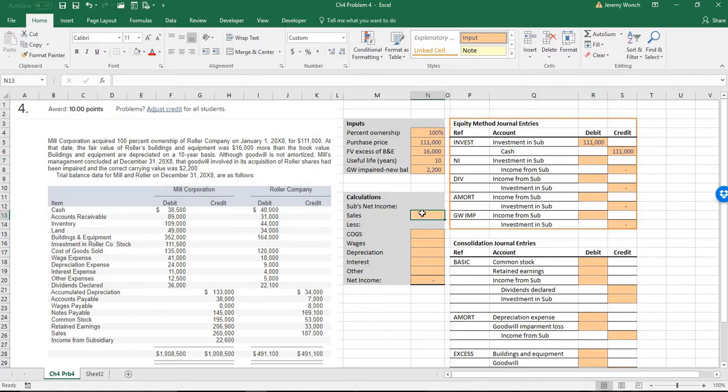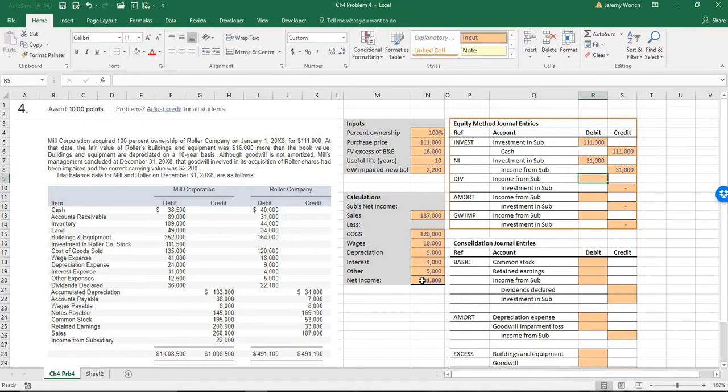The sales for the sub are $187,000. Then we have cost of goods sold at $120,000. We have wage expense at $18,000, depreciation at $9,000, interest expense at $4,000, and then other expenses at $5,000. So Roller Company's full net income is going to be $31,000. And that's what we're going to book in our equity method journal entry to start with.